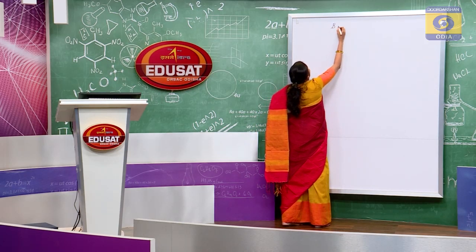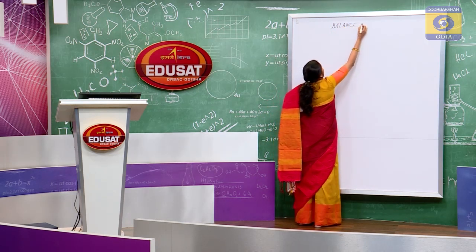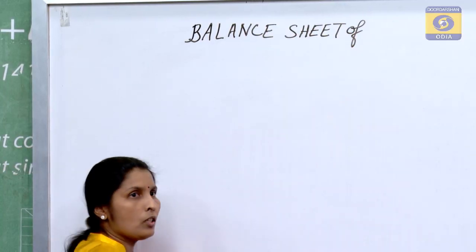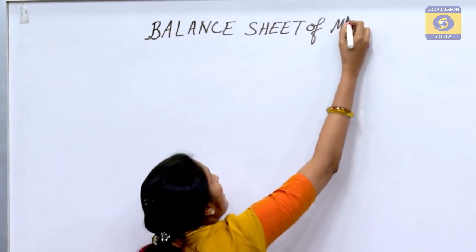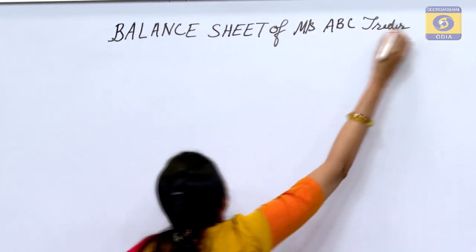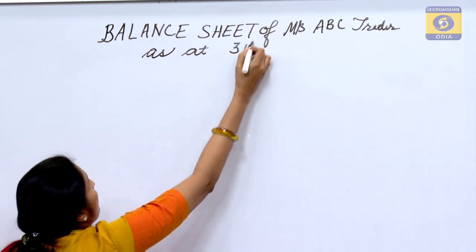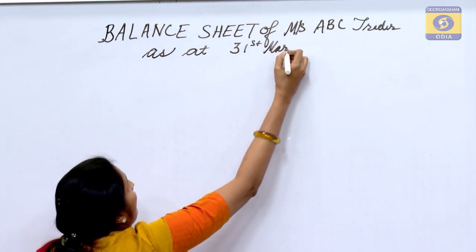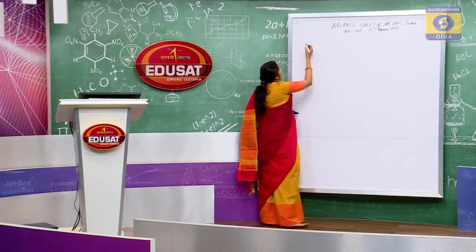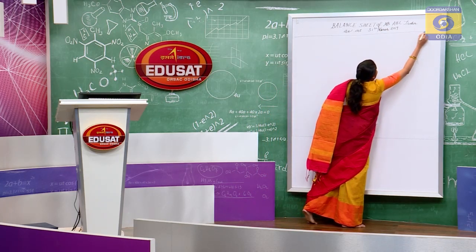So, balance sheet of, here we are given the name, let's say, Messrs ABC Traders, as at 31st March 2019, or you can write 31/03/2019. So take a look at the format.